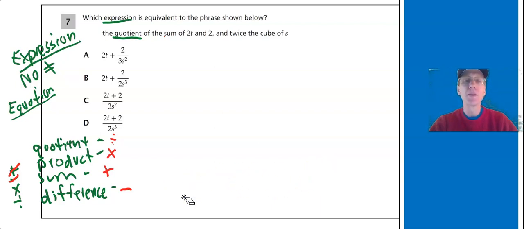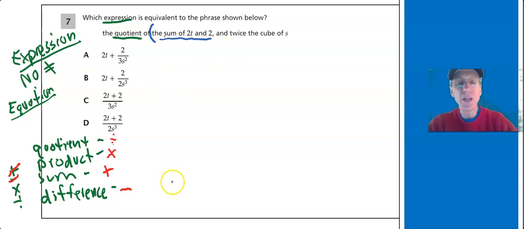Oh, no, sorry. I'm getting ahead of myself. So we're going to go through and see what this information has. So we know it's going to be division. So I want you to take parentheses, the quotient of something, the sum of 2t and 2. Whenever you have a quotient, you're going to have something divided by something. So we've got 2 things we're going to be dividing.